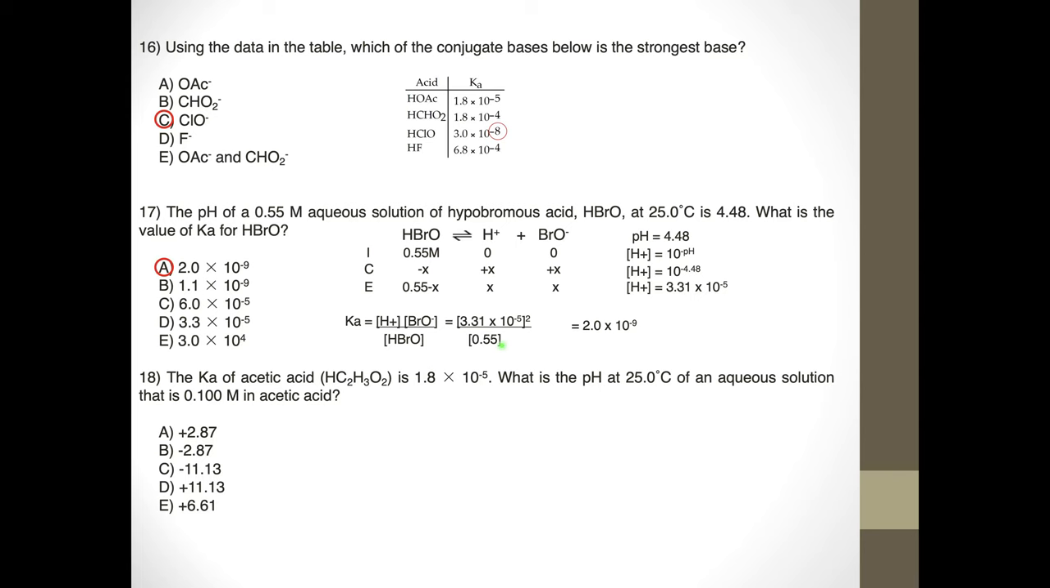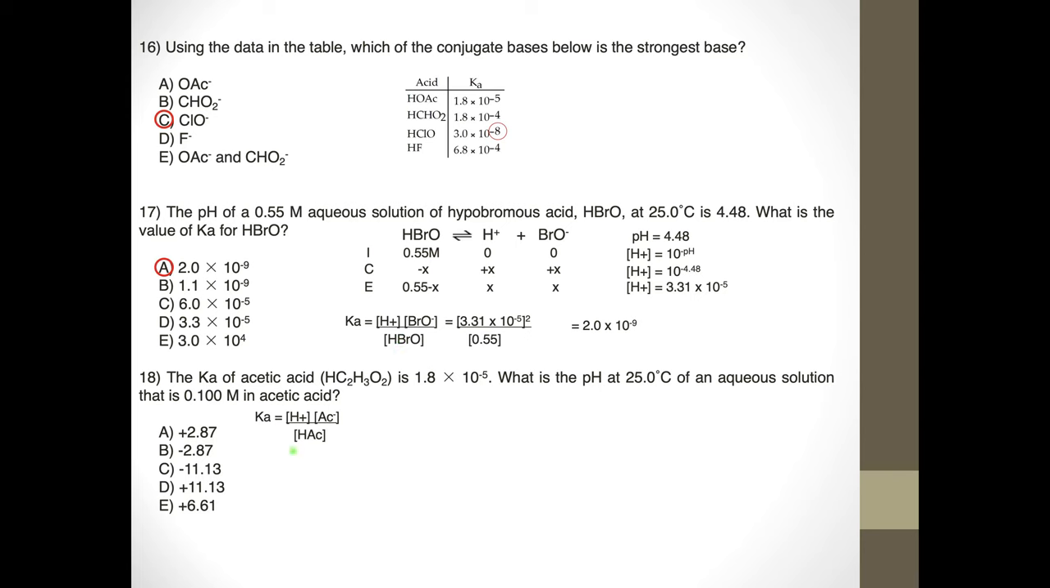For number 18, the Ka of acetic acid is 1.8 times 10 to the power of minus 5. What is the pH at 25 degrees of an aqueous solution that is 0.1 molar acetic acid? Once again, we need to write the Ka expression. Ka is equal to H⁺ and the acetate ion divided by the acetic acid. That's basically the same as here.